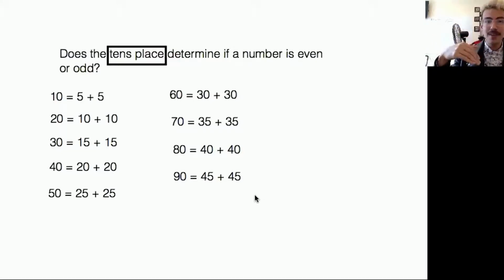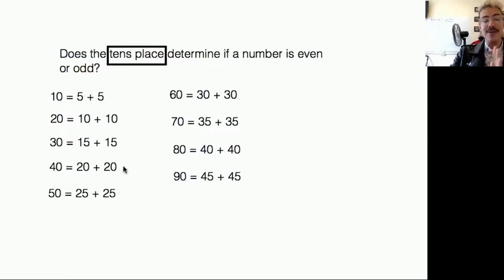That's an even number. And if I show a number 3 in the tens place, that equals 30. 30 is 15 plus 15. If I have the number 4 in the tens place, that is 40. So that's 20 plus 20, so on and so forth. And what we can see is that any number that is a 10, 20, 30, 40, 50, 60, 70, 80, 90, is going to be even, and you can split it equally.